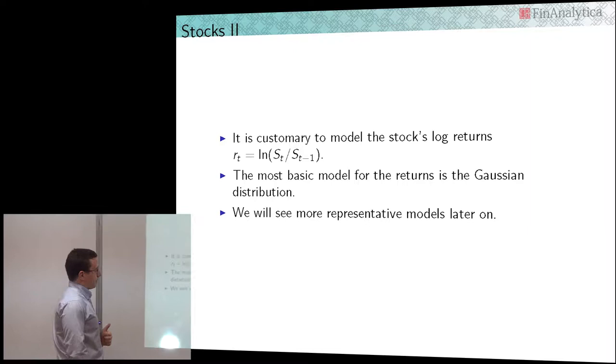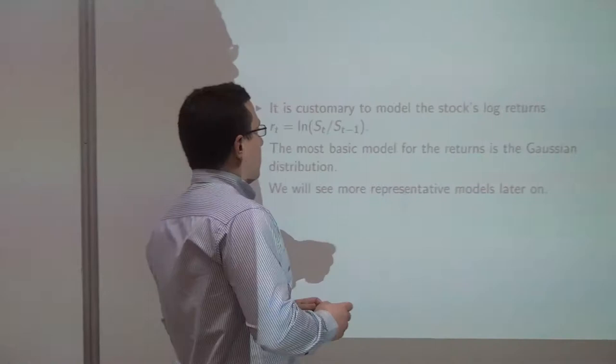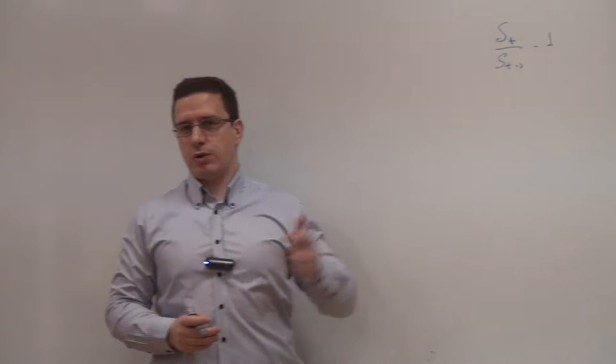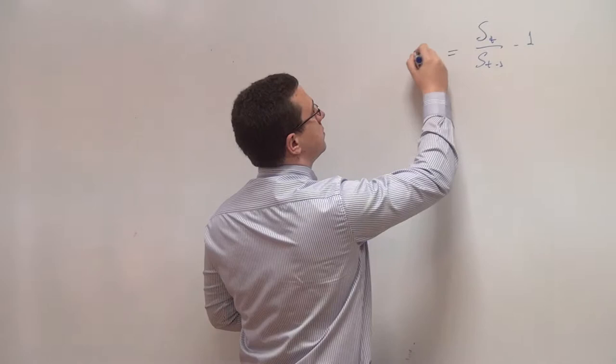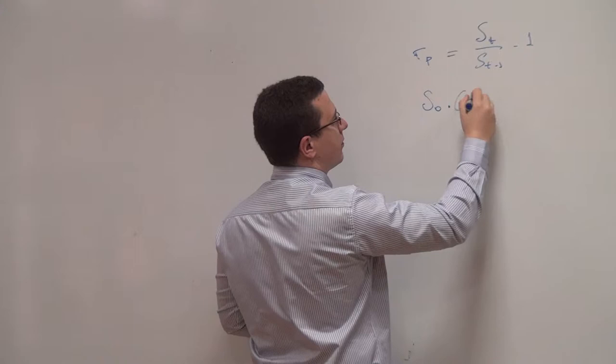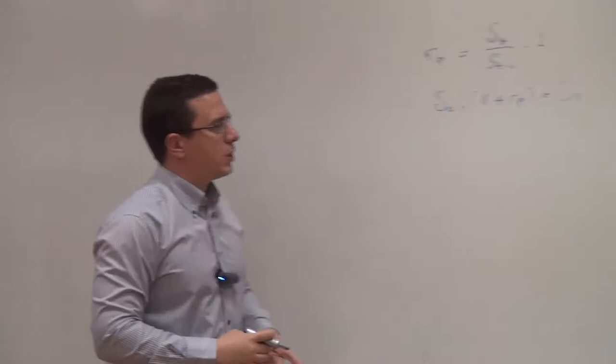Now, the reason for using log return as opposed to just looking at the ratio of S_T over S_{T-1}. If you subtract 1 here, you actually get what is called the percentage return of a given investment. So if you have this as R_P, let's put it, you have today's price as S_1 and yesterday's as S_0, and if you do this, you get S_1 over S_0 minus 1. So this would be the percentage return.